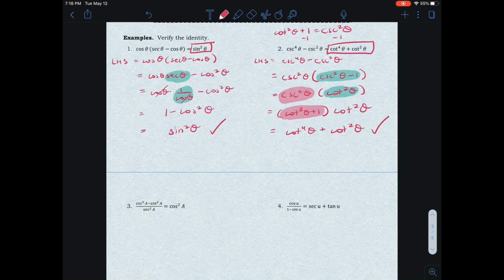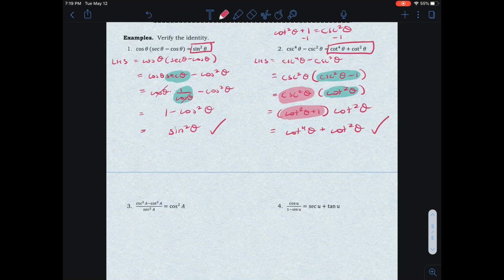You never want to meet in the middle. And what I mean by that is you don't ever want to work on the left-hand side and the right-hand side until you get to a point where they're the same. You have to pick one side, commit to it until you get to the other side. So hopefully you get an idea of how we're using these identities, right? Typically, whenever I see something being squared, I'm always going to be thinking of the 3 Pythagorean identities, a lot of times. More often than not.